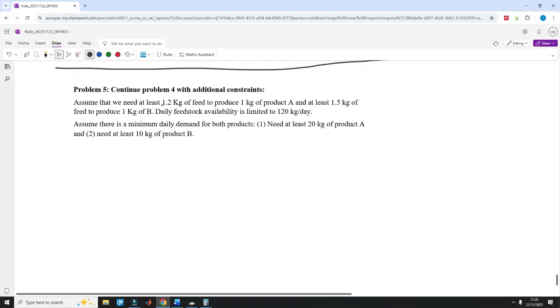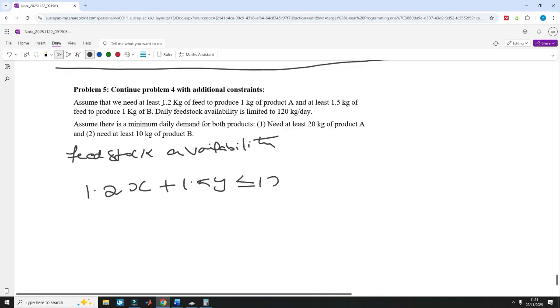With respect to feedstock availability, the constraint is 1.2x plus 1.5y, and this should be less than or equal to 120. And then for the minimum daily demand for both products, x should be greater than or equal to 20, and y should be greater than or equal to 10. So these are the constraints.